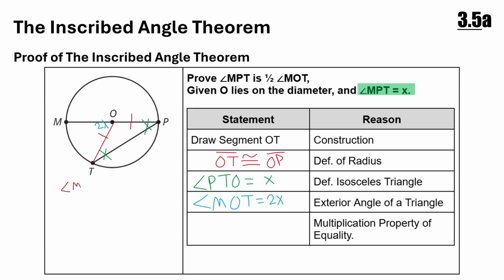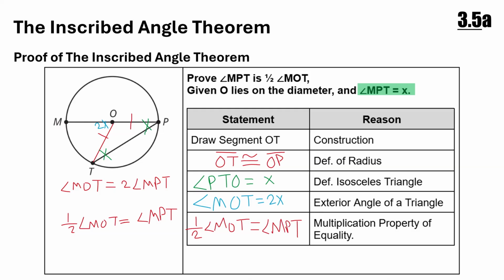As of right now, angle MOT equals 2 times angle MPT. But multiplying both sides of the equation by 1/2 states that 1/2 of angle MOT equals angle MPT. This can also be read as angle MPT equals 1/2 of angle MOT. The multiplication property of equality was used when multiplying both sides of the equation by 1/2.